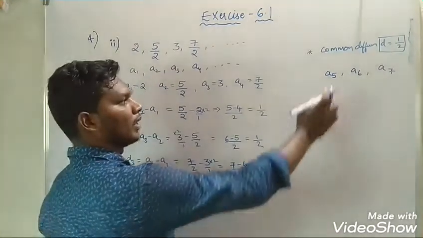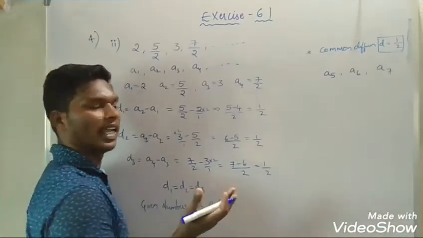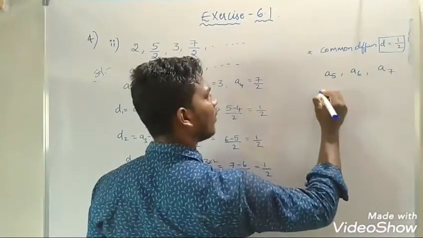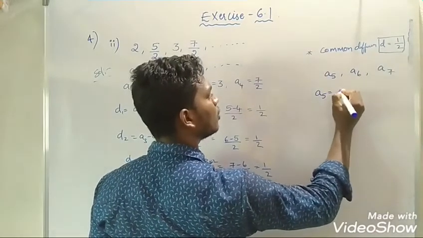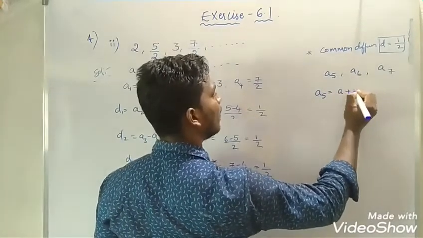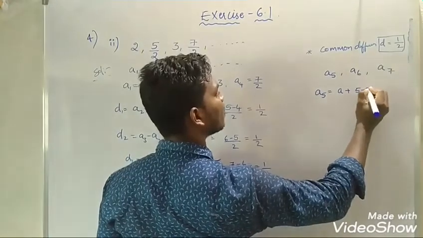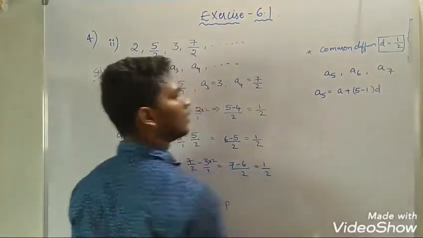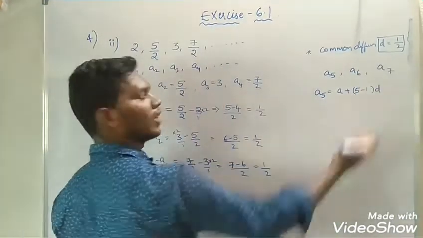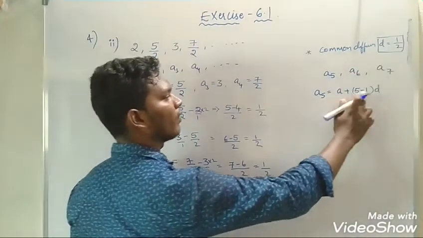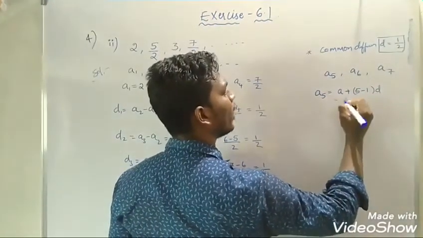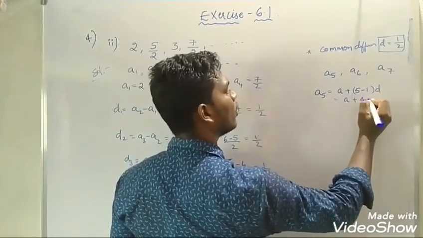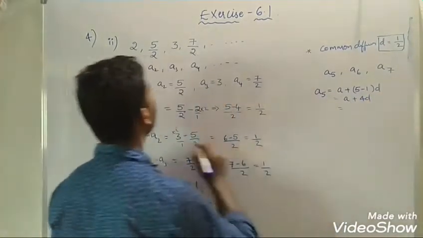Okay friends. So in the previous class I have told how to find the nth term. So for the 5th term, what is the formula? A5 is equal to A plus 5 minus 1 into D, right? Already you know A plus n minus 1 into D. Here n is what? 5. So 5 minus 1 into D is 4D, right? So 5 minus 1 will be 4. So 4D.